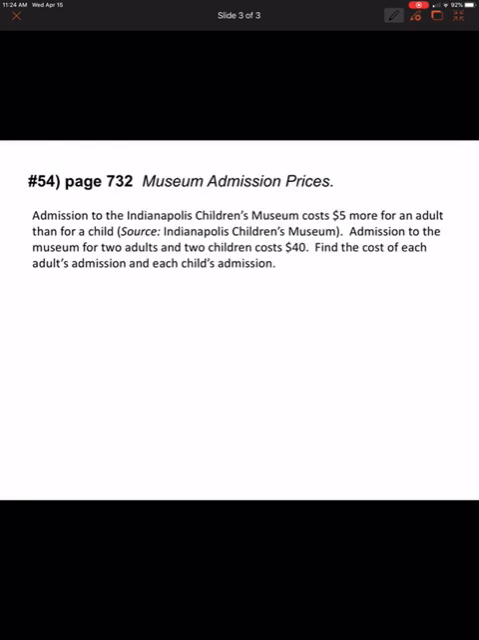All right, let's go ahead and finish it out. So we've got one more. Let's do one more word problem. Let's read through this one. Admission to the Indianapolis Children's Museum costs $5 more for an adult than it does for a child.